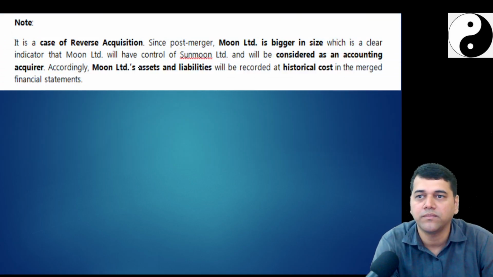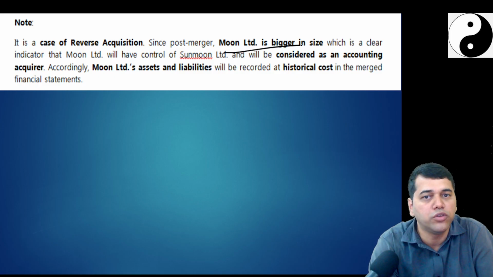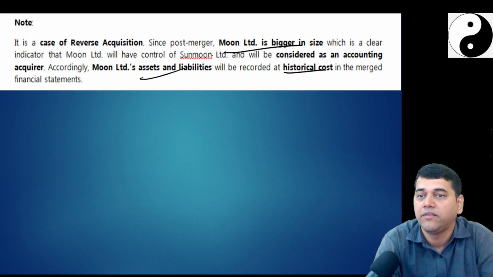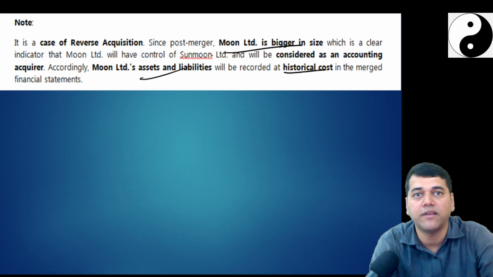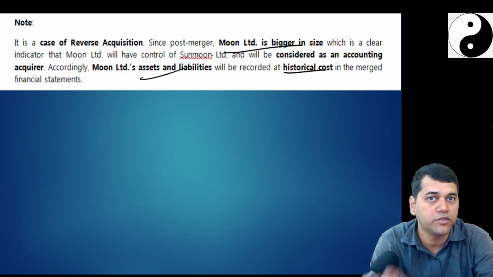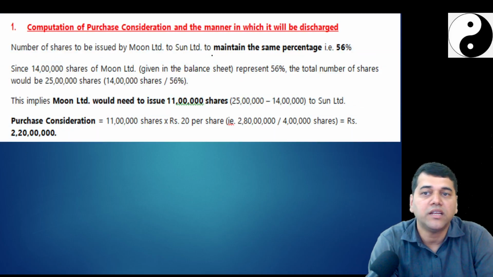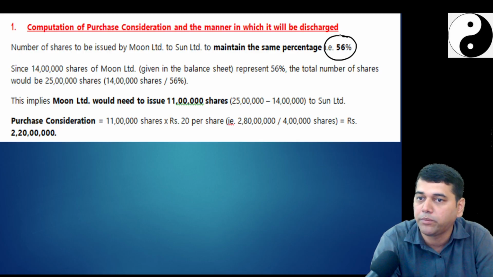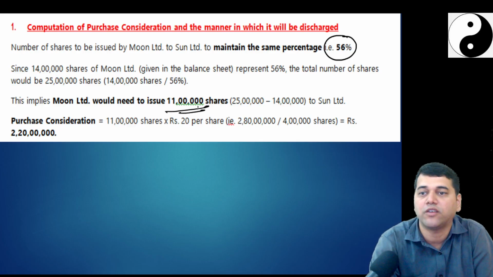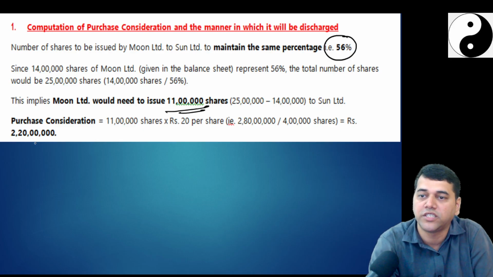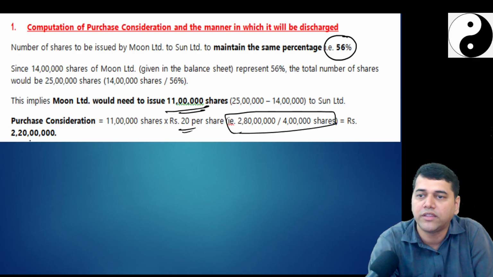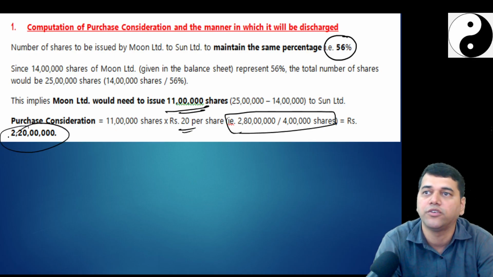We will proceed further. In case of reverse acquisition, Moon is the bigger size. I think this you must have written. Reverse acquisition is happening. We will take their values at historical cost. Sun Limited values we will take at fair value. I hope this you must have done. Then computation of the purchase consideration. We will say that's the post acquisition stake. They want to maintain 56%, that's why 11,000 shares they are going to issue. So total purchase consideration will be 20 rupees per share, which is separately calculated here only, into 11,000 shares, 2 crore 20 lakhs. Did you get this purchase consideration?